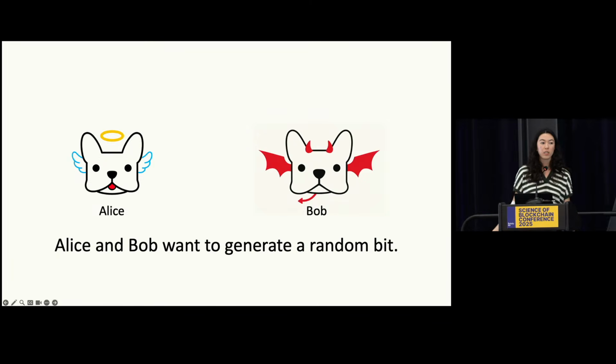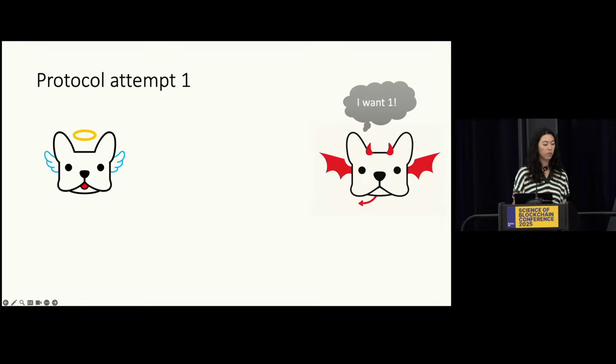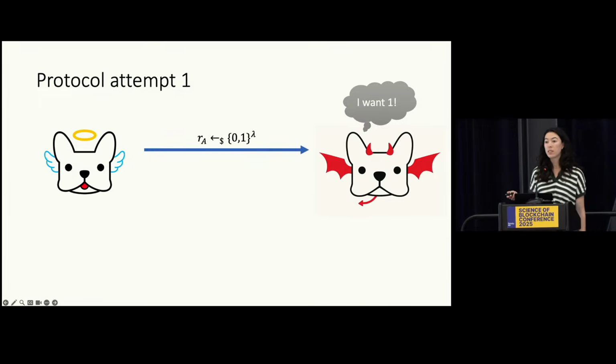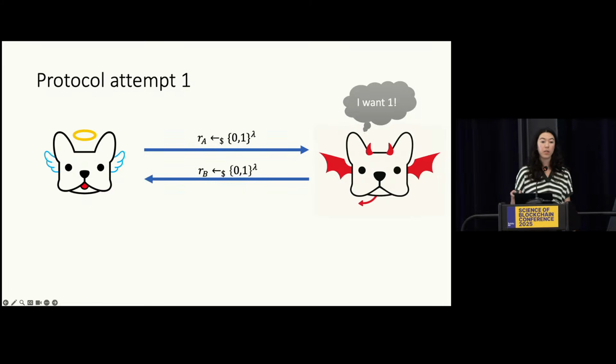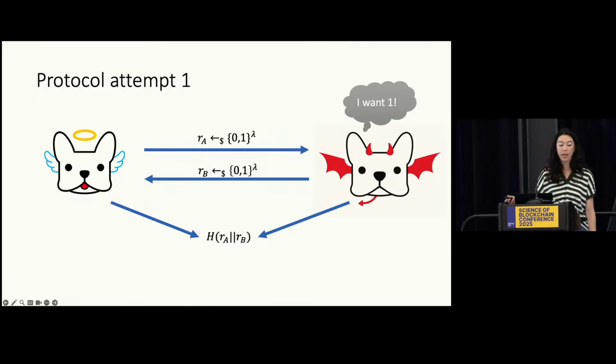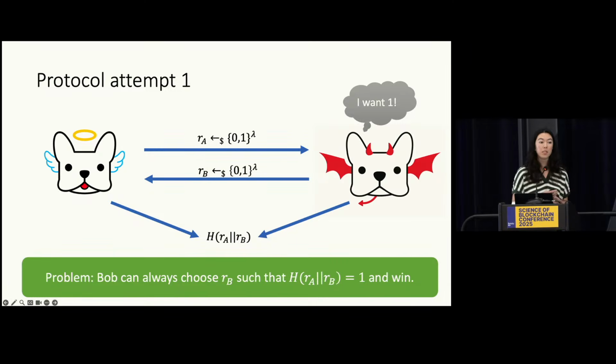In these protocols, I'm going to consider only two parties, Alice, who is honest, and Bob, who is malicious, and together they want to generate a random bit. Bob is going to try to bias the protocol to output 1. So a natural first attempt at a protocol would be to have Alice send some random value, Bob send a random value as well, and obtain the output by hashing their values concatenated. The problem with this is that once Bob sees Alice's contribution, he can always choose his to ensure that the output will be 1. So he can just pre-compute what the output would be and select his value to induce an output of 1.